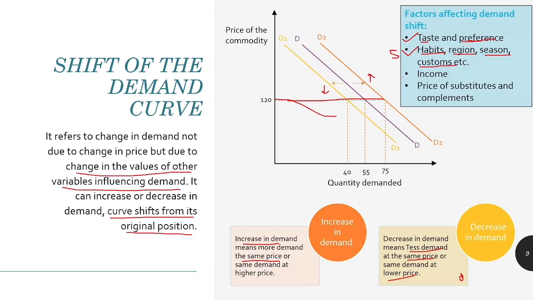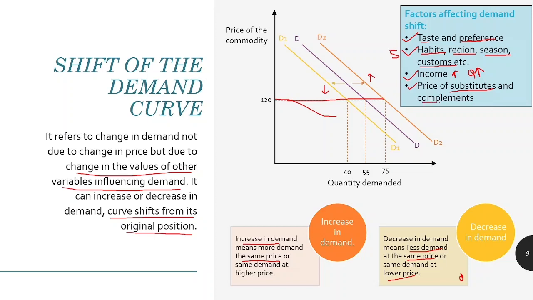Now income also affects your demand. If you have more income, then you will buy more quantity of goods, and if you have less income, you will buy less quantity of goods. Then price of substitutes and complements. Suppose I'm a coffee lover and there are two product companies. First is Nescafe and the second one is Brew. Now the price of Brew has decreased as compared to that of Nescafe. So obviously people will switch to Brew more. So this is due to a change in price of substitute.